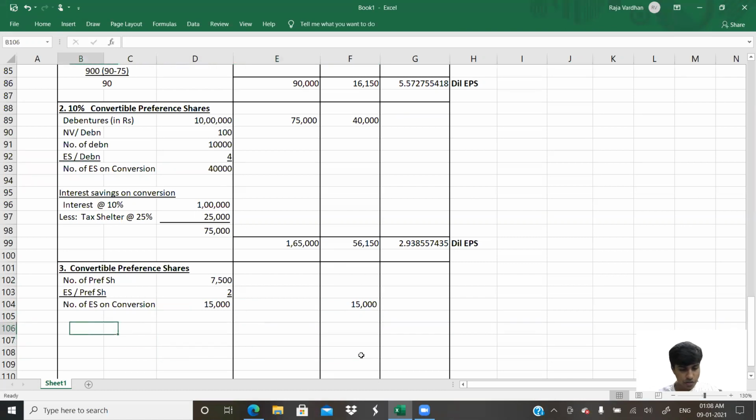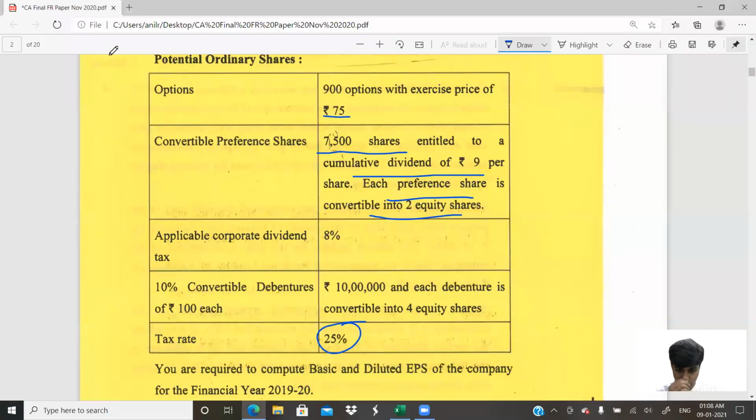Savings in profit or preference dividend savings. How much is the preference dividend savings? Firstly, how much is the preference dividend? They have told preference dividend per share is rupees 9. I am not telling you. They have told this. Yeah, have a look. Preference dividend per share is 9 rupees per share. They have given it. Okay, how many shares are there?